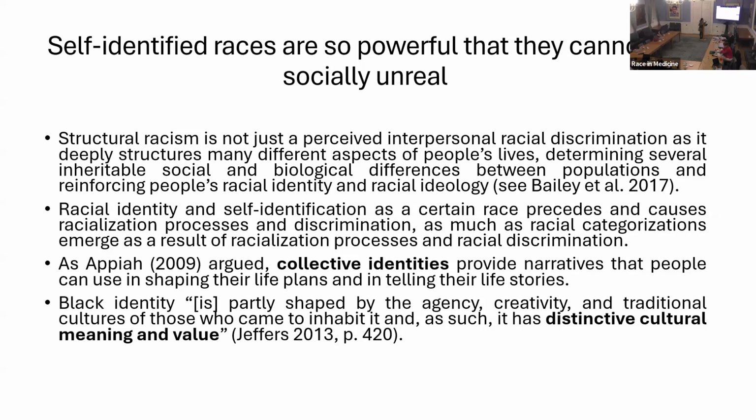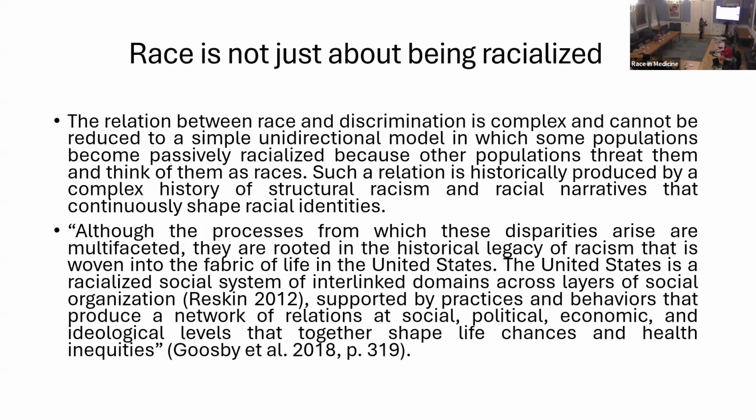So as Appiah argued, for example, collective identities provide narratives that people can use in shaping their life plans and in telling their life stories. The relation between race and discrimination is complex and cannot be reduced to a simple unidirectional model in which some populations become passively racialized because other populations treat them and think of them as racial. Such a relation is historically produced by a complex history of structural racism and racial narratives that continuously shape racial identities.